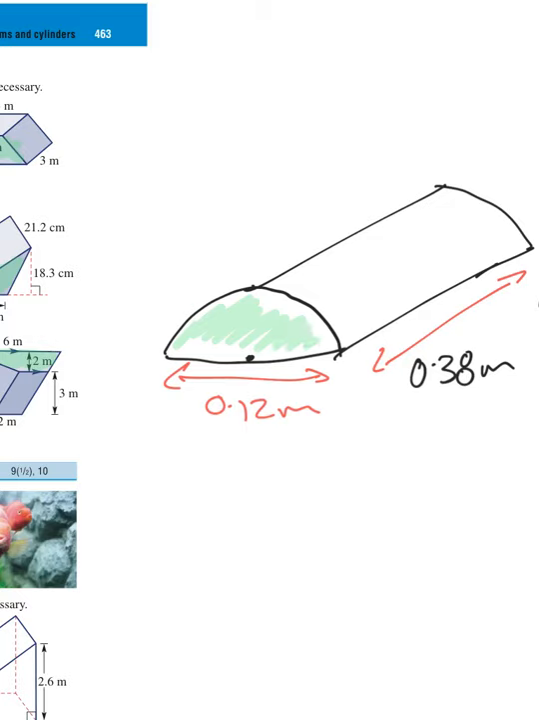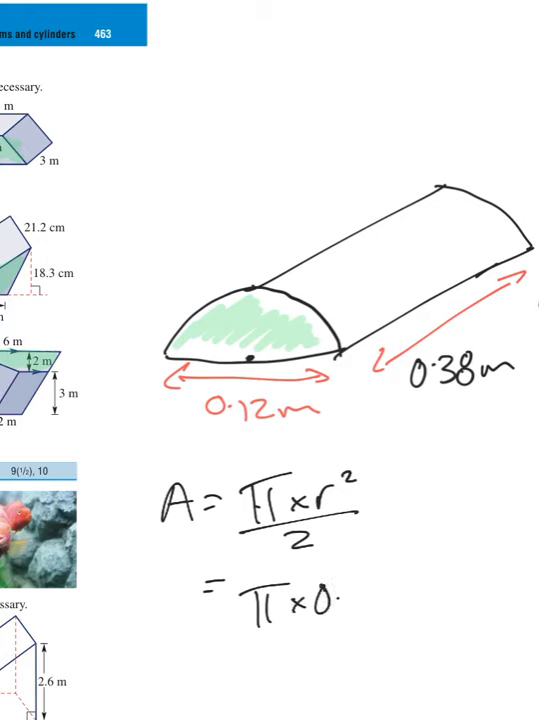If we think about the area of a circle, the rule is area equals pi times radius squared. Because we've got half of a cylinder here, that answer is going to be divided by 2, because it's just the semicircle. So that's going to equal pi times our radius. In this case, our diameter is 0.12, so our radius is 0.06. That answer is squared, and then divided by 2.